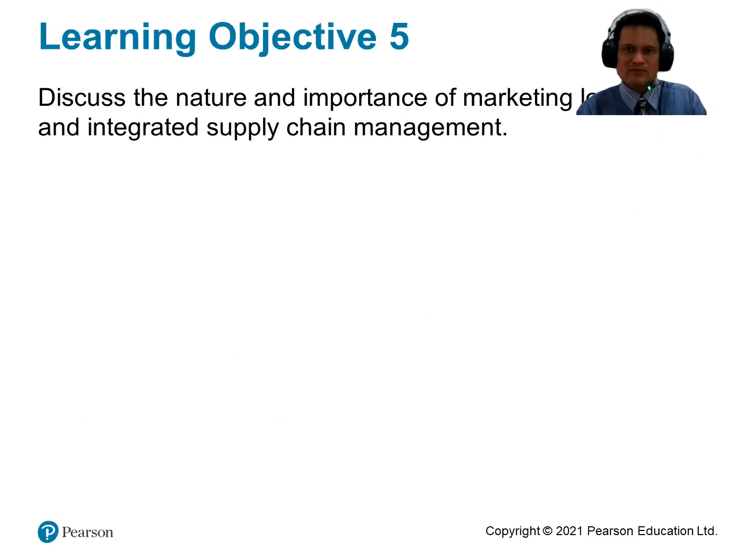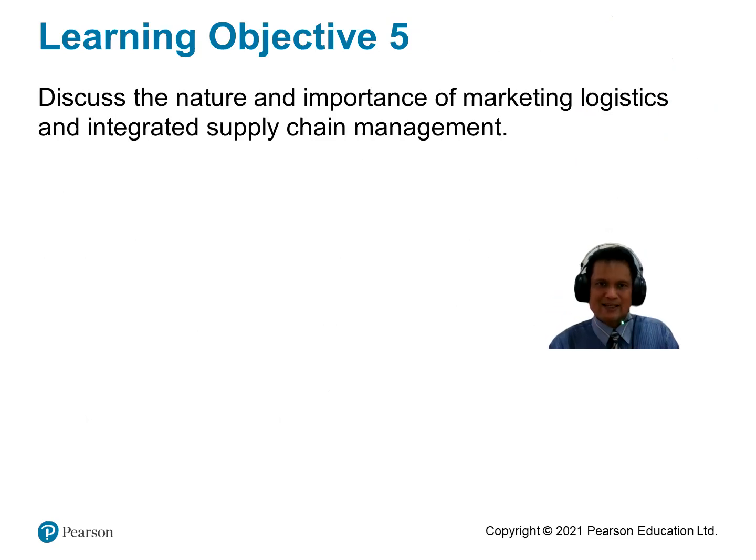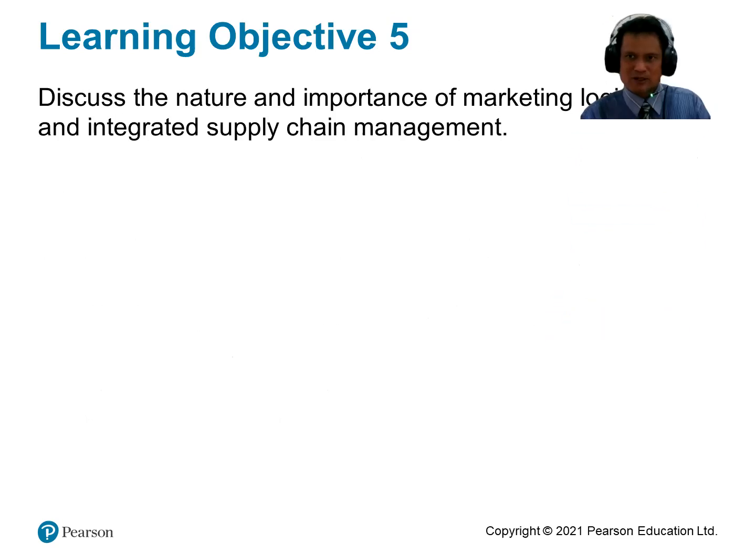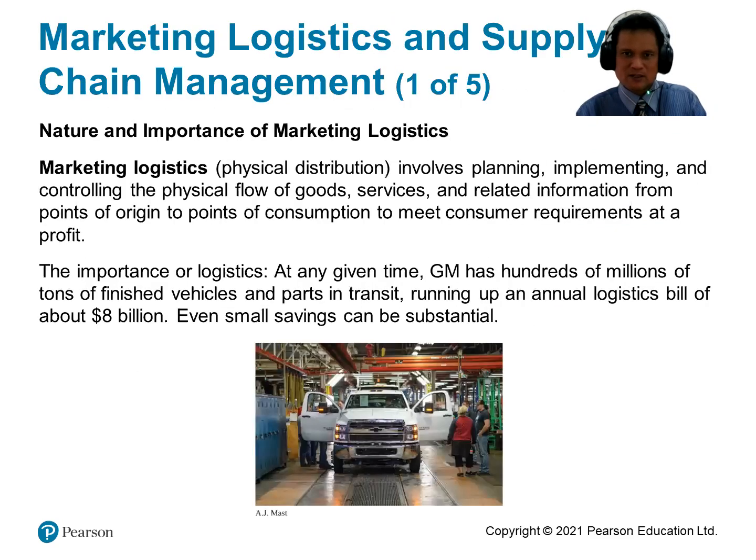Now the last learning objective is objective number 5. You're going to discuss the nature and the importance of marketing logistics and integrated supply chain management. This is talking about logistics, and it is very important. Logistics is the vehicle for companies to distribute their product, logistics companies. Marketing logistics is physical distribution.